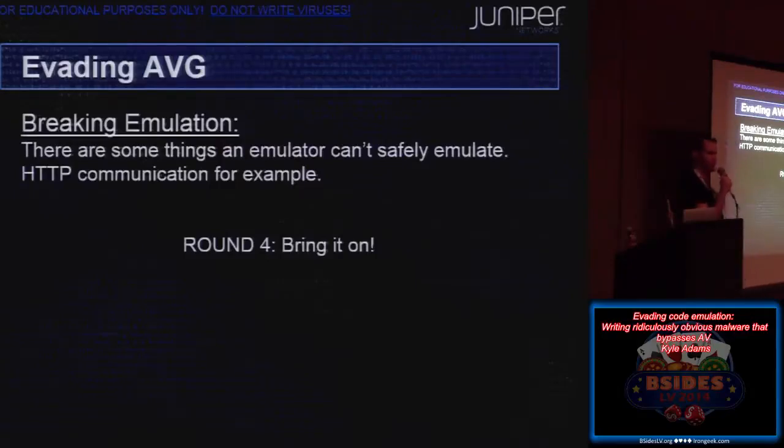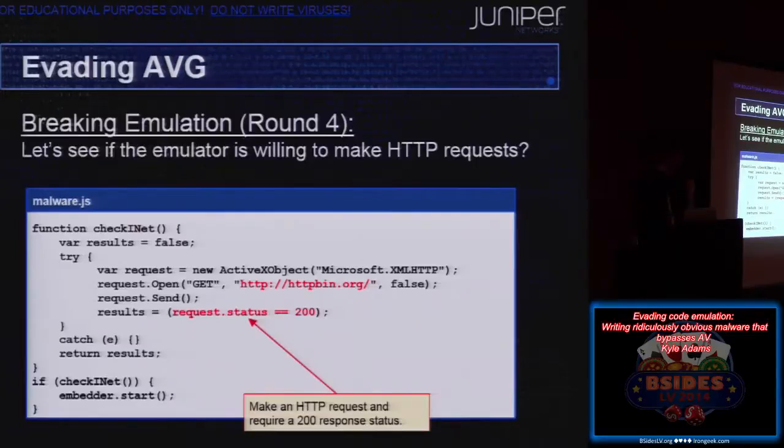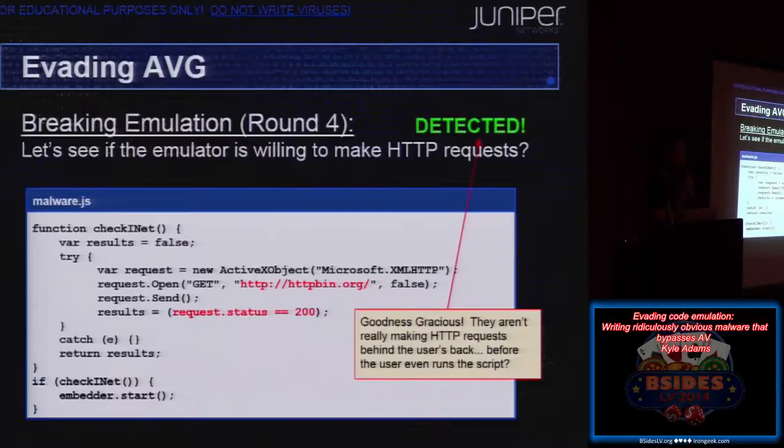Let's try HTTP communications, because I'm pretty sure AVG is not going to be willing to make an HTTP request while it's scanning the virus. So in this example, all I'm going to do is go hit http://bin.org, and I'm going to make sure I get a response of 200. And I actually do get detected.